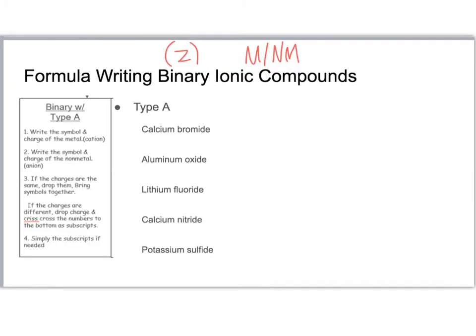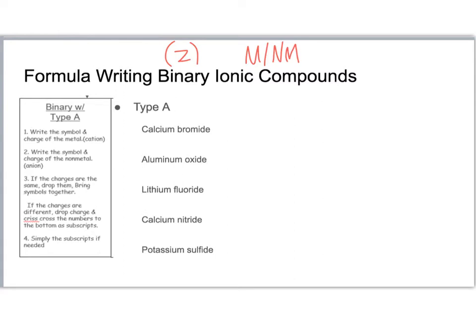A binary ionic compound is one that contains two elements. The two elements must be a metal and a nonmetal, in that order. We have already learned how to write the formulas for binary ionic compounds, so this will be a review.